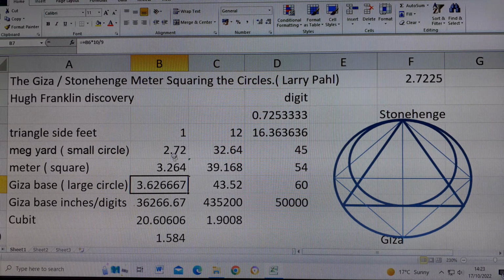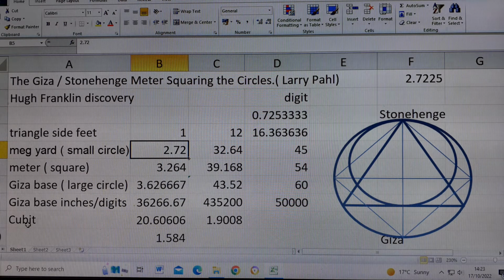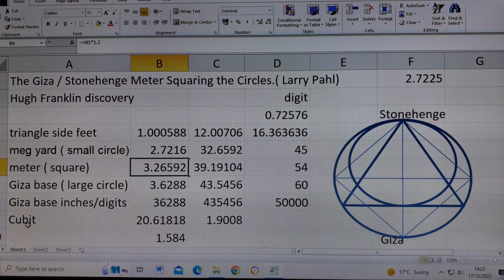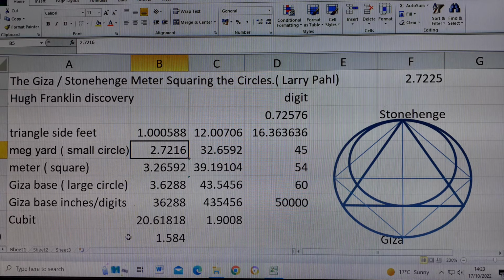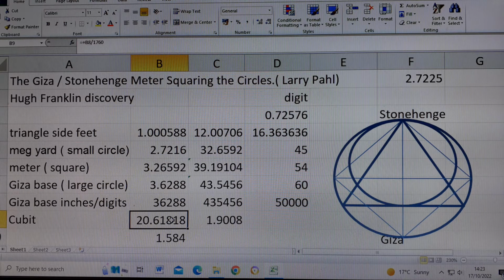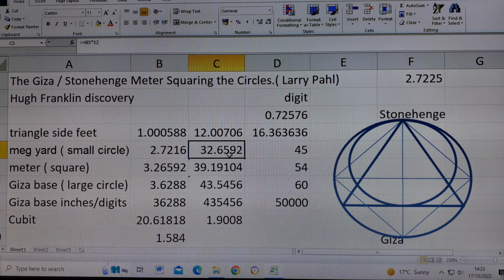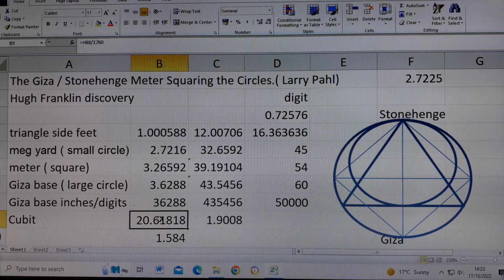because we can put any megalithic yard we want in there. So we put 2.7216 and we hit John Neal's Giza base 36288, John Neal's Cubit. We can hit any cubit we like, really, because the megalithic yard and the cubit are related, and the relationship is megalithic yard in inches divided by 1.584 gives the cubit in inches.